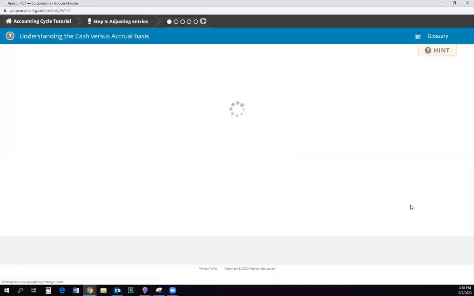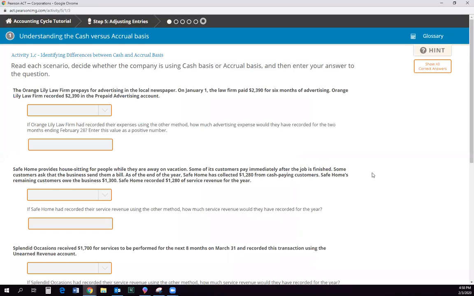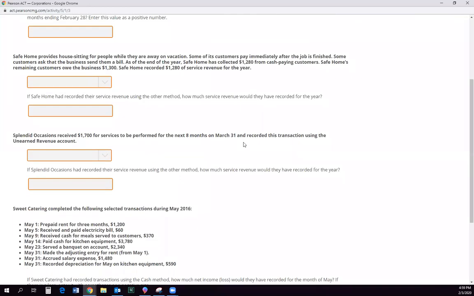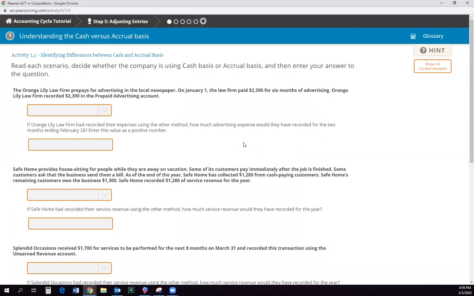All right, one more. I think it's just one more. Yeah. And this is a little bit harder because it makes you kind of work it out on your own. So the Orange Lily Law Firm prepays for advertising in the local newspaper. On January 1st, the firm paid $2,390 for 6 months of advertising. Orange Lily Law Firm recorded $2,390 in the prepaid advertising account.